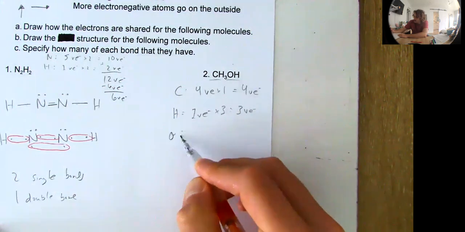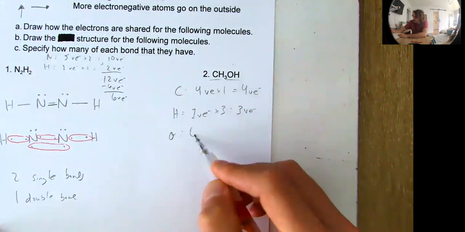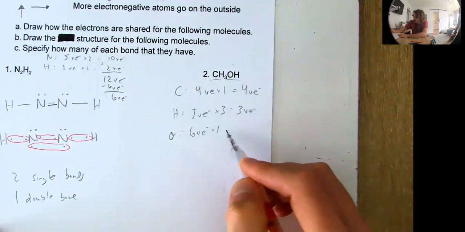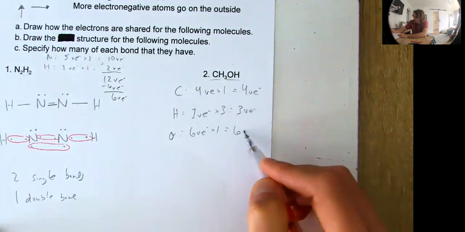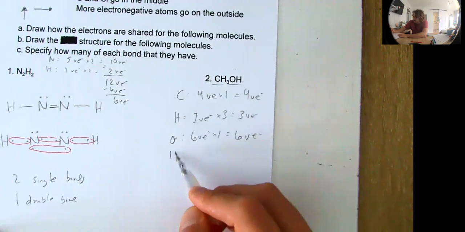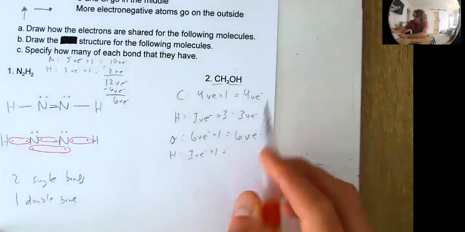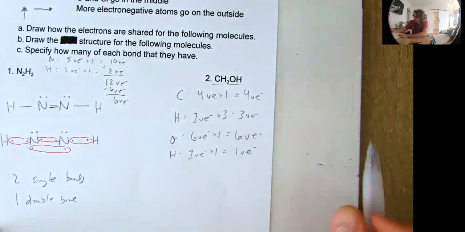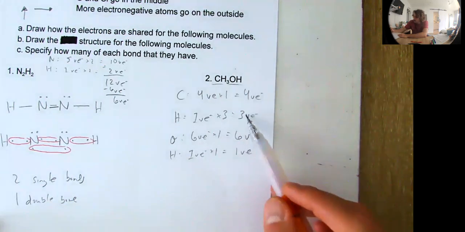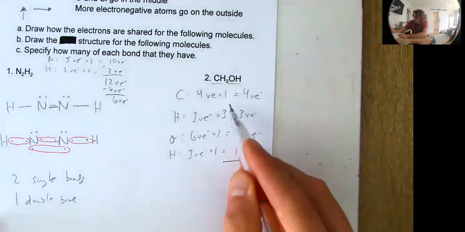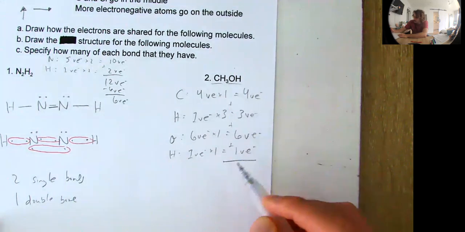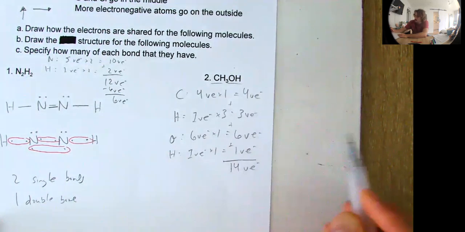Oxygen, there's just 1 oxygen, and there are 6 valence electrons for every oxygen, so oxygen brings in 6 valence electrons. And there's finally that last hydrogen. We need to multiply by 1 because there's only 1 of them. And the total amount of electrons is 7, 6, 13, 14. Add them all up. That's 14 valence electrons that we need to account for.